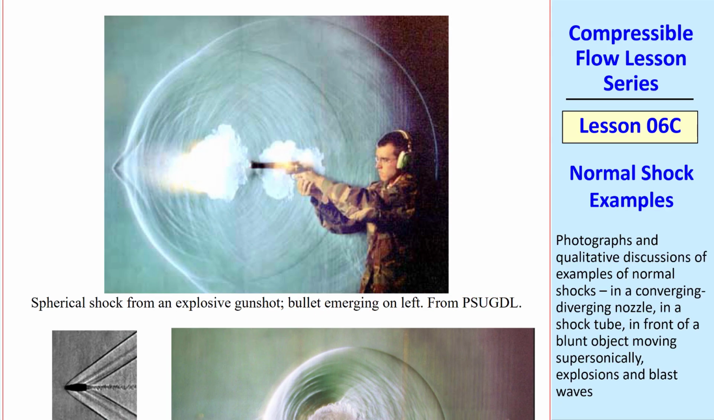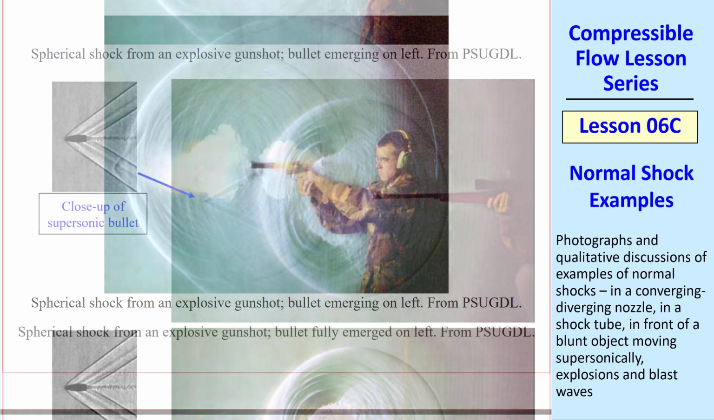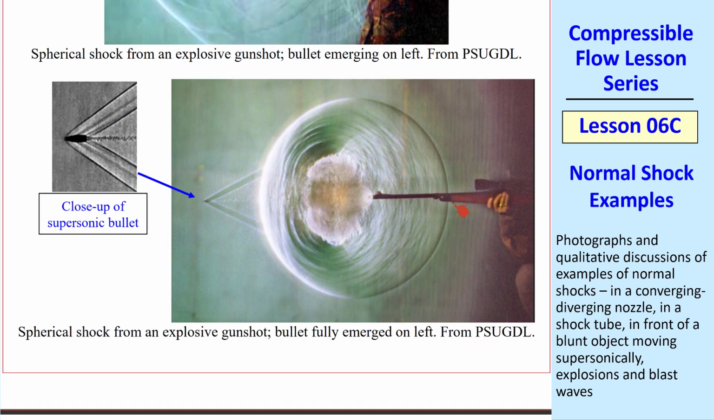Here's an example where a bullet is fired from a pistol, and you can see a couple of spherical shocks developing. The bullet itself is emerging out of the spherical shock, since it's actually moving faster. Here's a similar picture with a bullet shot from a rifle. A nice spherical shock is seen here, and the bullet, along with its wake, is seen here, having already passed through the shock. Here's a close-up of what that would look like.